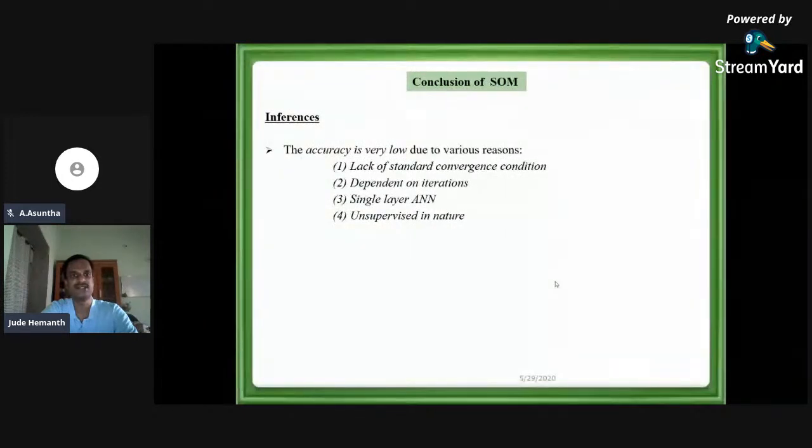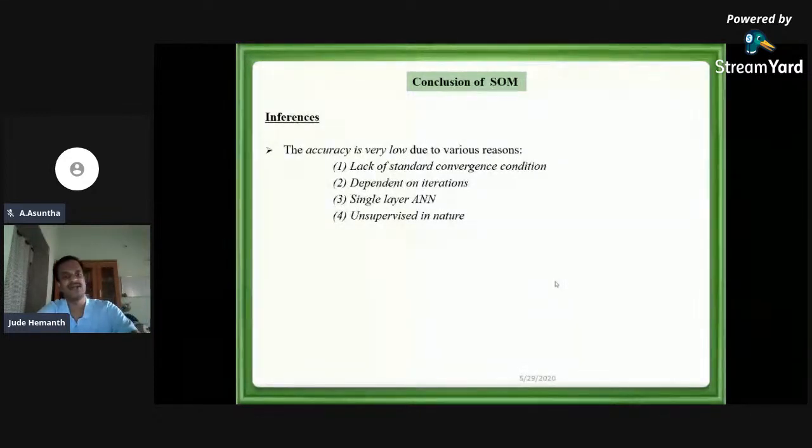The first one is lack of standard convergence condition, right? In BPN, we had an error equation. Here we don't have any error equation, which is a drawback. Second, it is dependent on iterations. How many iterations you should use? Nobody knows. When you keep on iterating, sometimes you may cross the best result also. And third, single layer ANN always has the drawback of giving low accuracy, right?